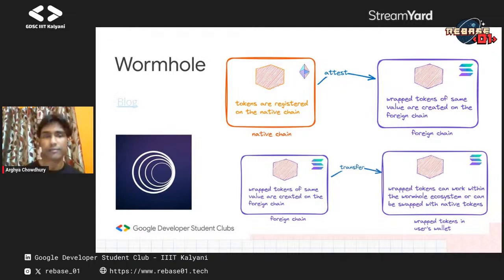So wrapped ether is then minted on the Solana blockchain. Now what happens is that these wrapped ethers have the same value of ether that you are actually sending to the Solana blockchain. Now in the transfer process, what basically happens is that the minting is done. Now you can get those wrapped ether in your wallet, in that Phantom wallet of yours in your Solana blockchain.